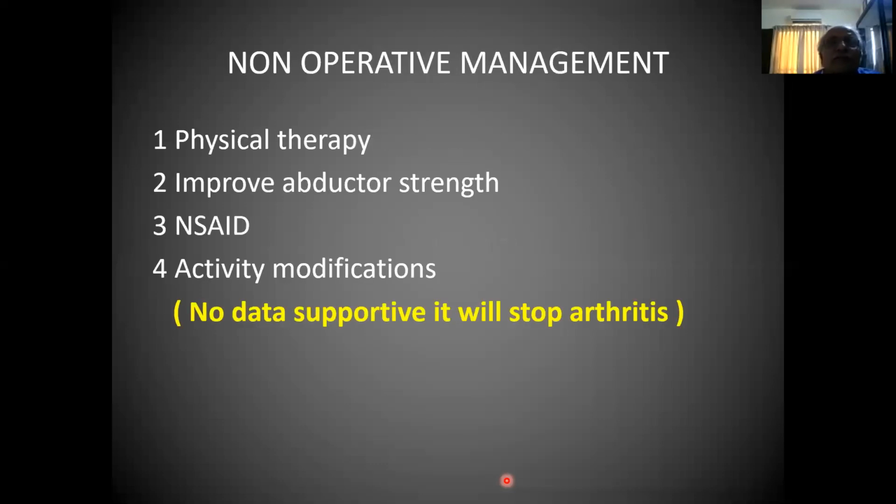What is non-operative? Physical therapy, improving abductor strength, NSAIDs, activity modification. No data to date support that it will stop arthritis. So I think it's just for namesake, for 6 weeks. As the patient comes, we'll allow them to do certain things. It may not work.